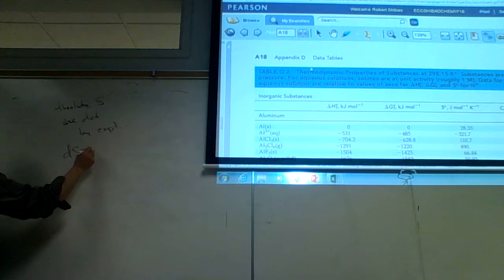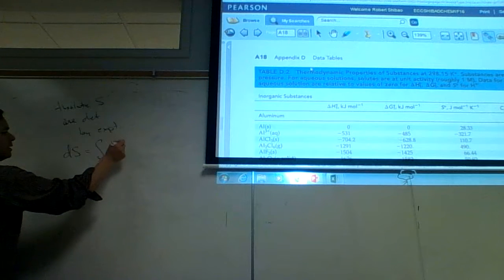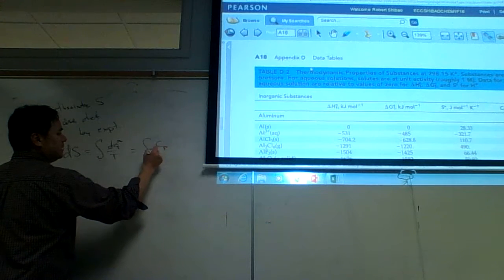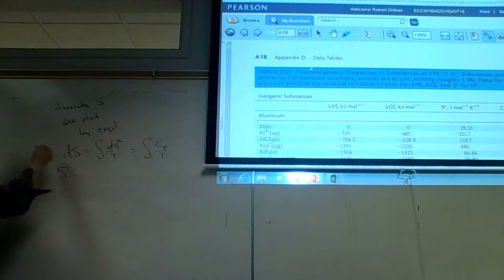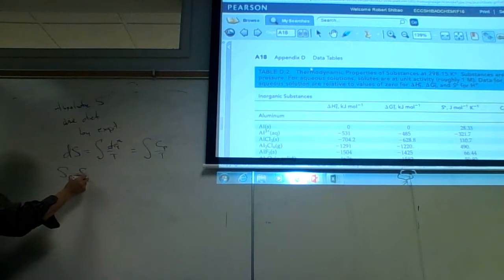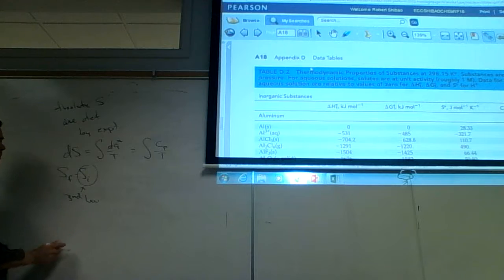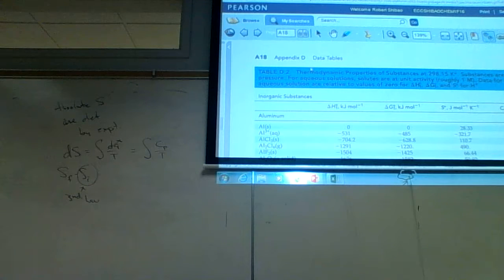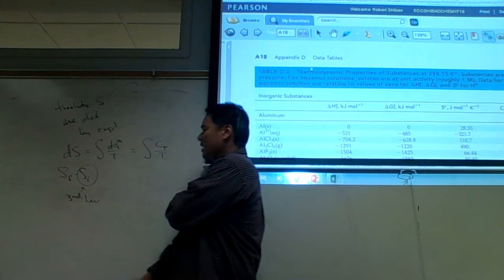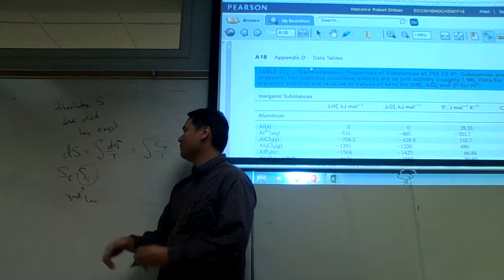We use a little bit of calculus. dS is equal to the integral of dq over T. dq is what we call the heat capacity, Cp over T, heat capacity at constant pressure, etc. Delta S is just S final minus S initial. And then we have something called the third law of thermodynamics. The third law of thermodynamics says that the entropy of a perfect crystal at 0 Kelvin is 0. So we have our initial temperature at 0 Kelvin.